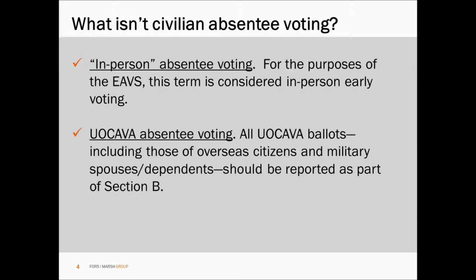So the other aspect of understanding civilian absentee voting is understanding what isn't civilian absentee voting. It isn't in-person absentee voting. So for instance, if people can come to your election office and vote absentee in an early voting setting, that is not considered absentee voting under this definition. That's considered to be in-person early voting. And second, any type of UOCAVA absentee voting should be covered in Section B. So any ballots sent to overseas citizens, to military personnel, or their spouses and dependents, that should be reported in Section B.